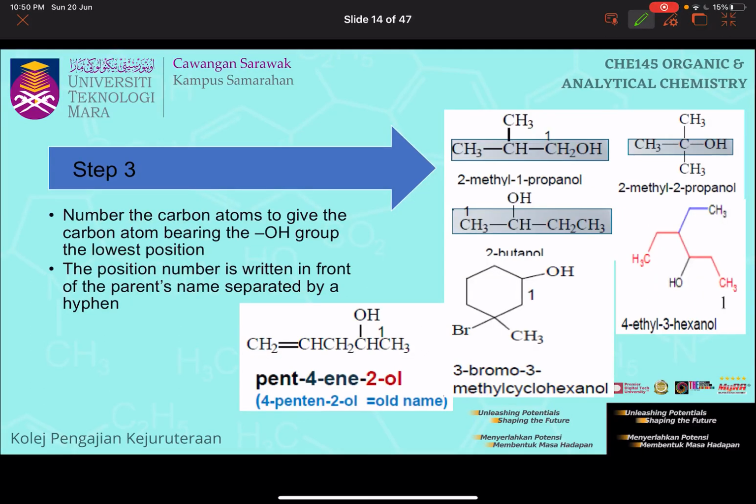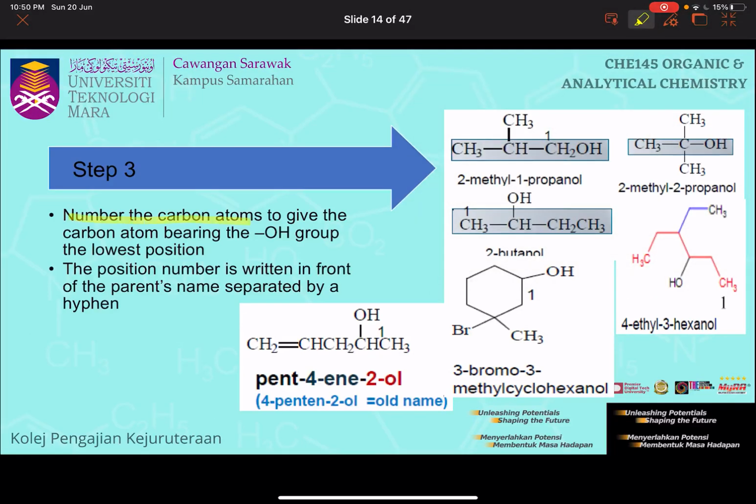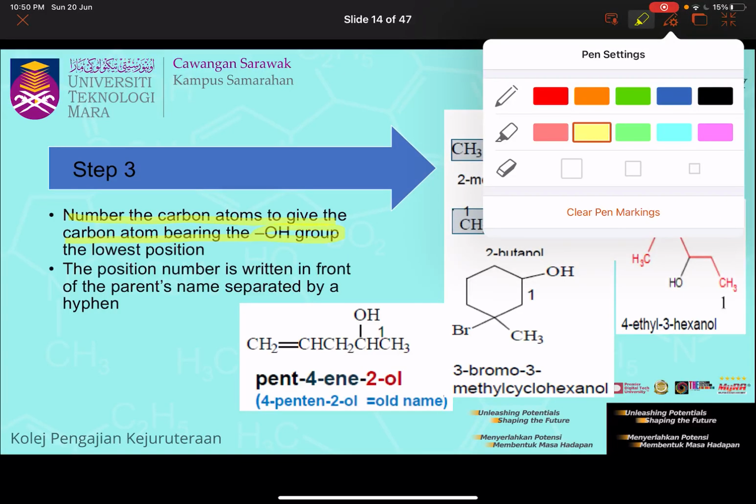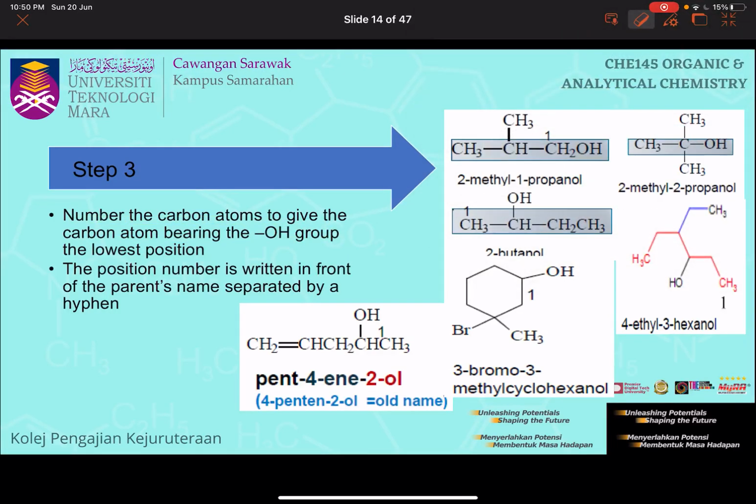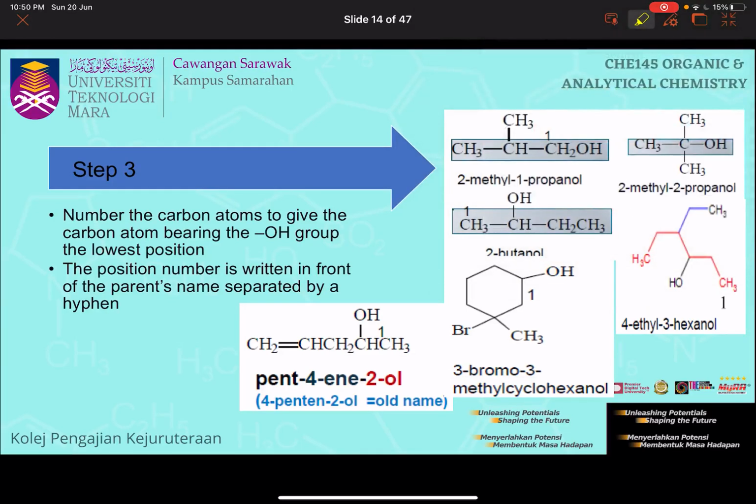Step 3, you have to number the carbon atoms to give the carbon atom bearing the OH group the lowest position. What's important is that now that we have the OH group, we have to give the carbon atom that has the OH group the lowest possible position. The position number is written in front of the parent name, separated by a hyphen.